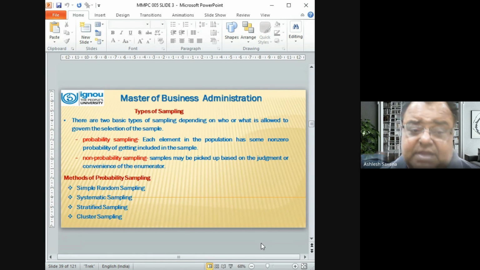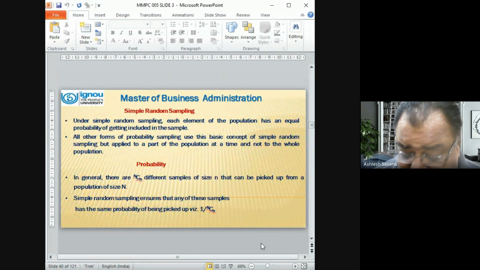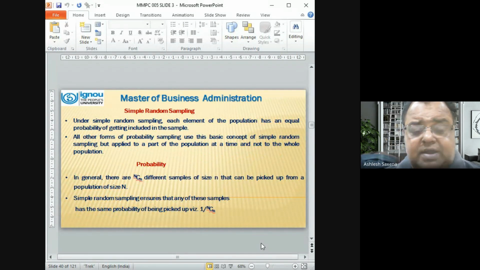What are the different methods of probability sampling? First one is simple random sampling. Second one is systematic sampling. Third one is stratified sampling. And the fourth one is cluster sampling. As far as simple random sampling is concerned, under this sampling each element of the population has an equal probability of getting included in the sample. All other forms of probability sampling use this basic concept of simple random sampling, but applied to a part of the population at a time and not to the whole population.